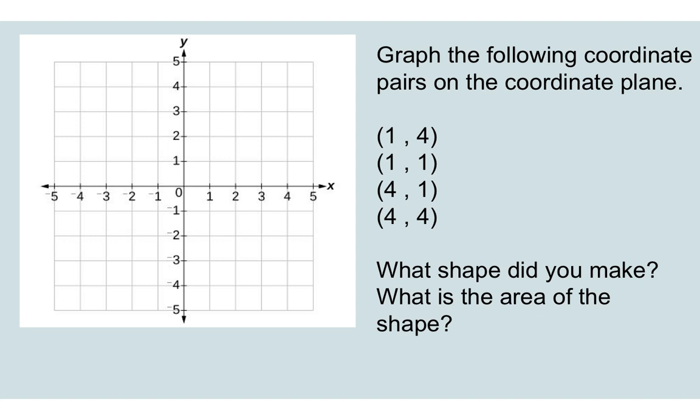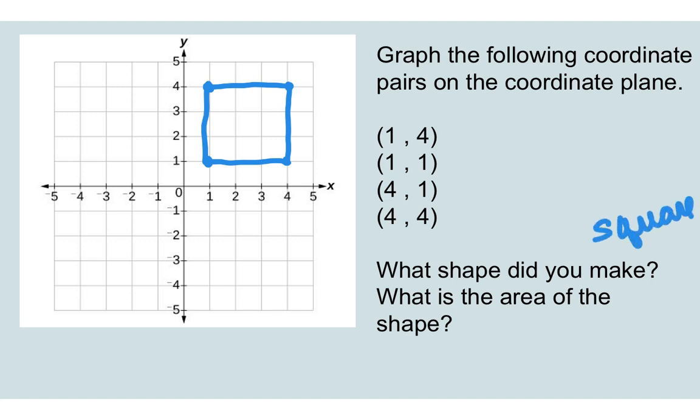All right, so for our next one, graph the following coordinate pairs on the coordinate plane. It says, what shape did you make and what is the area of the shape? So first thing we're going to do is we're going to graph our points 1 and 4, 1 and 1, 4 and 1, and then 4 and 4. So here is my shape. So first question asks, what shape did I make? Well, I made a square.